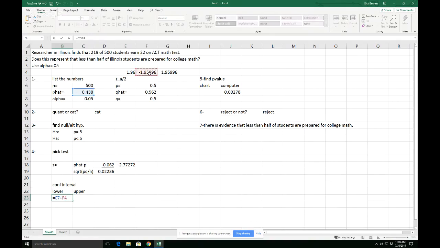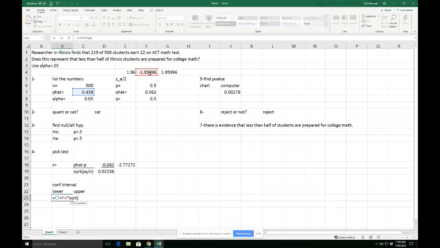minus z sub alpha over 2 times the square root of, now let me just mention this. Do we really know what the p hat is? No. Rarely they'll tell you, okay? If they don't tell you the p hat, we're assuming it's 0.5, but we just rejected it, right? Yep. We don't believe that's true. If you know the p, use the p. If you don't know the p, which we really don't, we just picked 0.5 out of there, right?